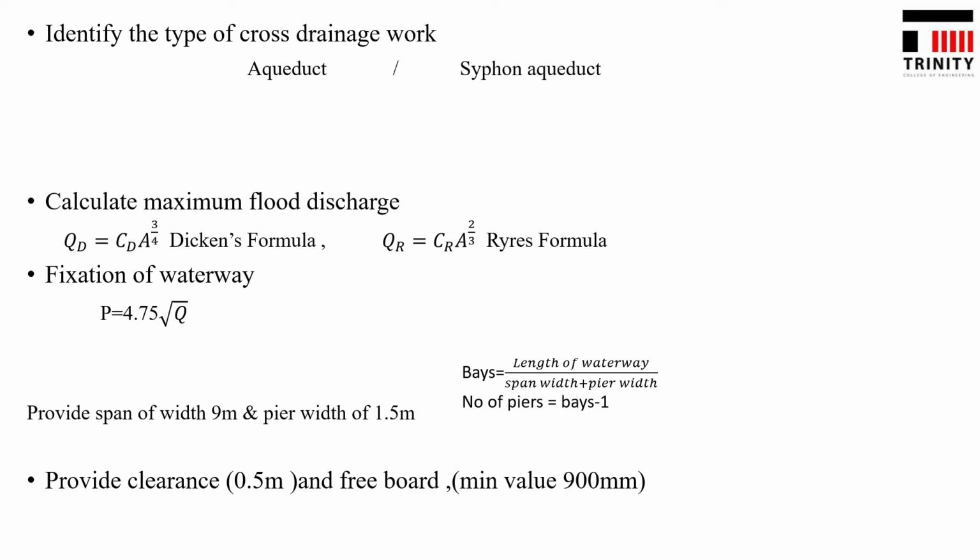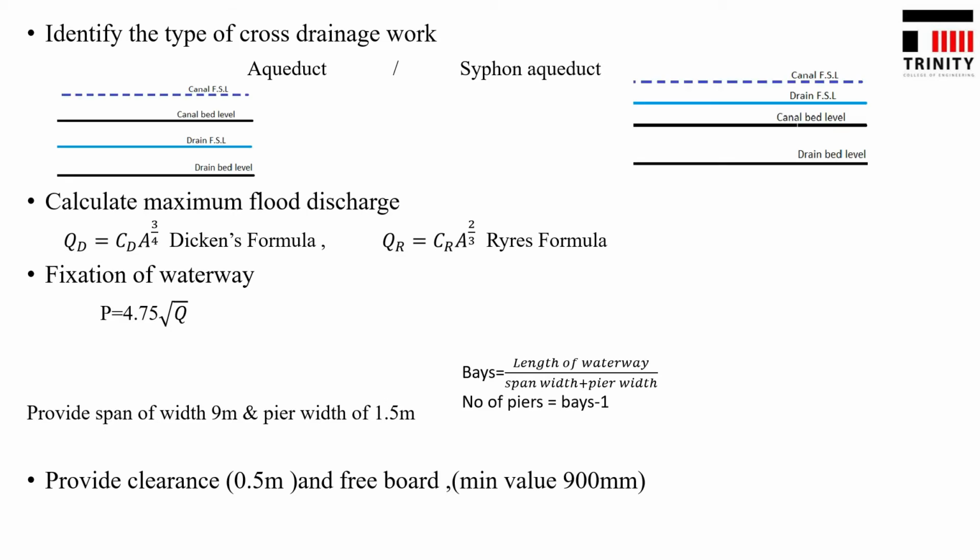In aqueduct or siphon aqueduct, we have to first identify the type of cross drainage work, whether it is an aqueduct or a siphon aqueduct. So how can we analyze it? From the figure, for an aqueduct, canal bed level will be above the FSL of drainage. But in the case of siphon aqueduct, canal bed level will be below the drainage FSL.